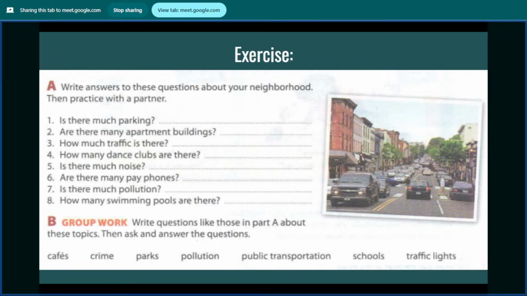There is a lot. There are a lot of payphones. Payphones is plural. Is there much pollution? S नहीं है. S दिसतोय का कुठं? Pollution. Yes, there is a lot of pollution.